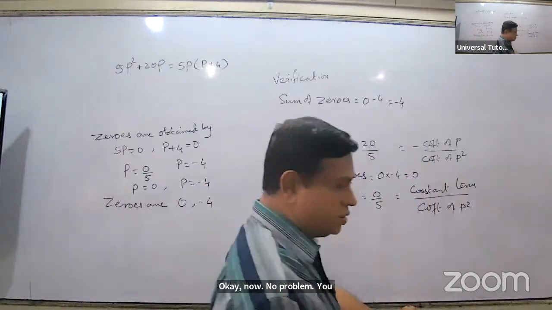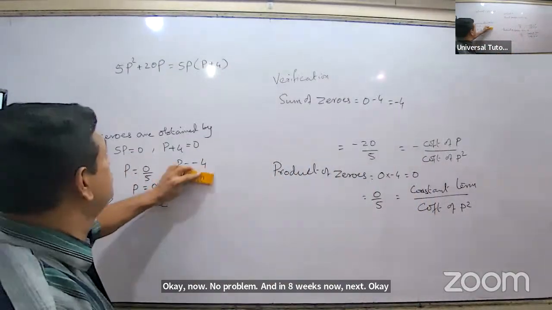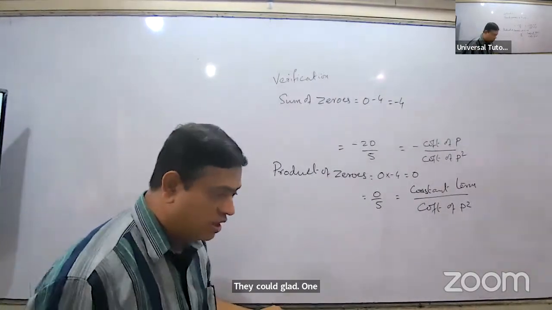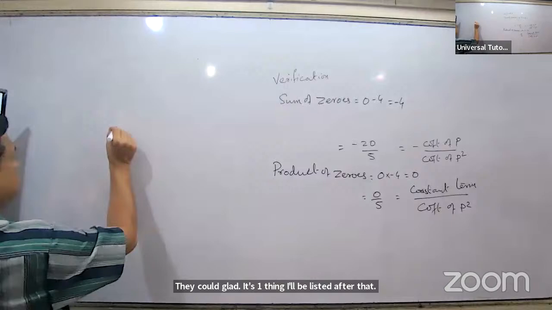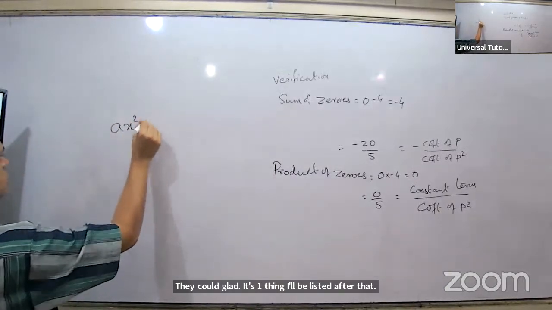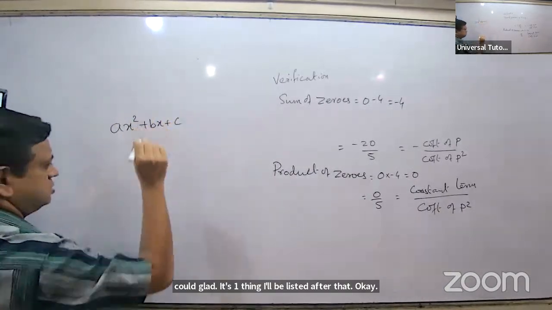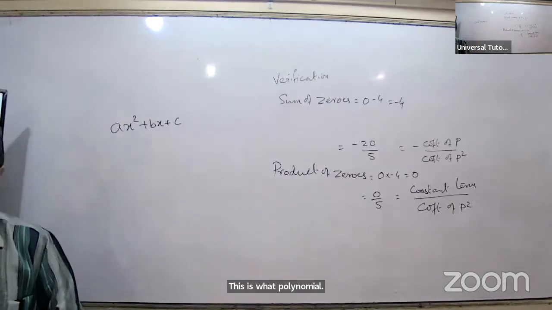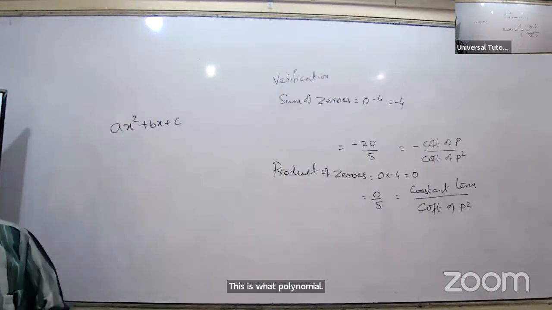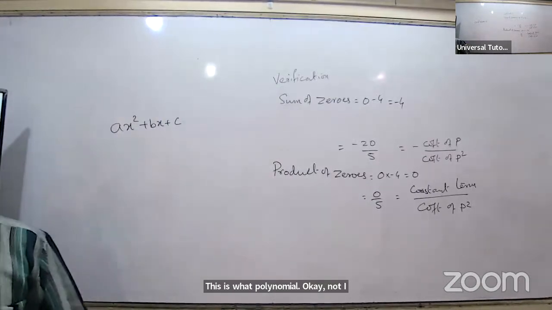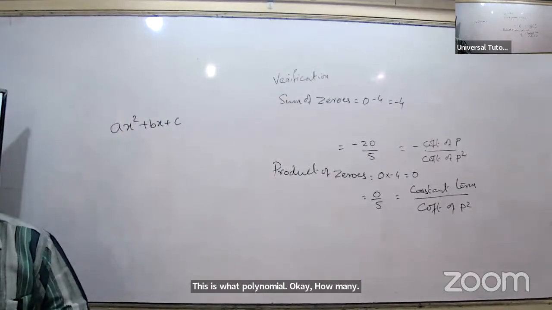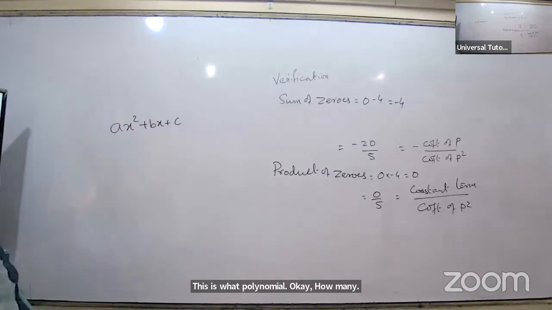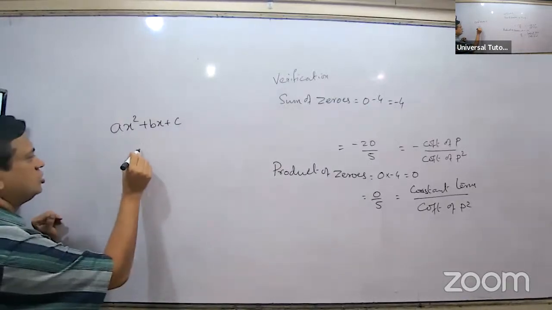I'll erase this one. Next, there is a break. One thing I'll discuss and after that, a break. Okay, look here. ax square plus bx plus c. What polynomial is this? Quadratic polynomial. How many zeros are there? At the most 2 zeros. What is the meaning of at the most 2 zeros? Maximum 2 zeros.